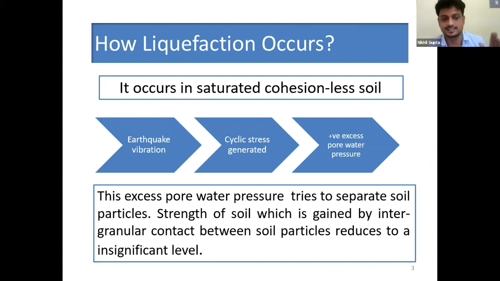Liquefaction, how does it occur? It occurs in saturated cohesionless soil. Why only in saturated cohesionless soil? Because of earthquake vibration, cyclic stress is generated. This cyclic stress leads to generation of positive excess pore water pressure. The excess pore water pressure tries to separate out soil particles. Strength of soil, which is gained by intergranular friction between soil particles, is reduced to an insignificant level.